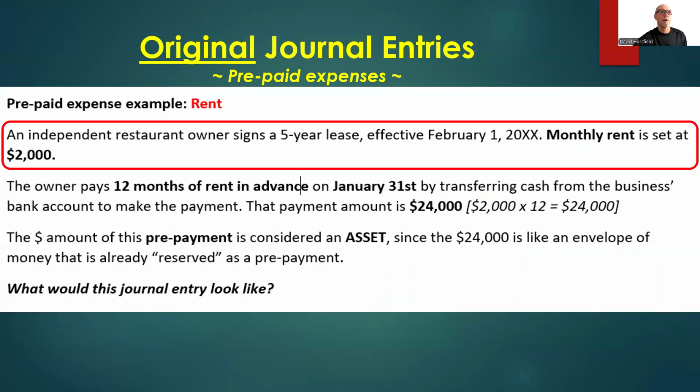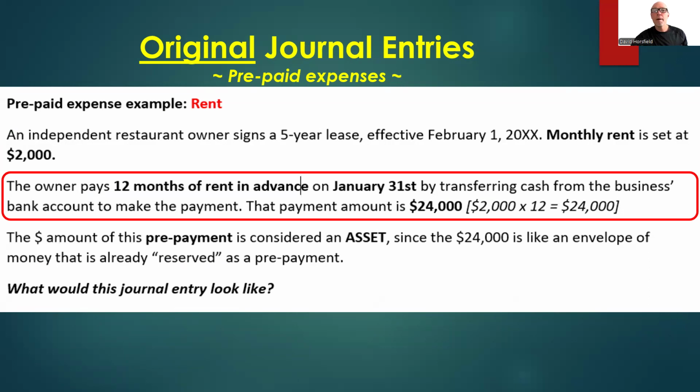So here's an example. We're looking at rent. It's a prepaid expense example based on rent. Follow the red rectangle. An independent restaurant owner signs a 5-year lease effective February 1 of 20XX. 20XX means any year. Monthly rent is $2,000. So we sign a lease effective February 1, and every month we owe $2,000 for rent. Follow the red box. The owner pays 12 months of rent in advance on January 31st. So the day before they take possession of the rent space on February 1, the business owner is paying 12 months of rent in advance.